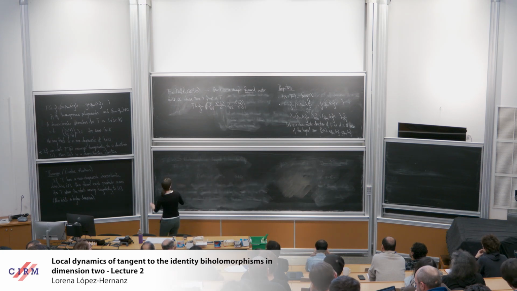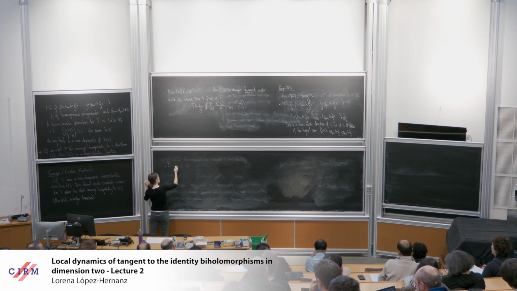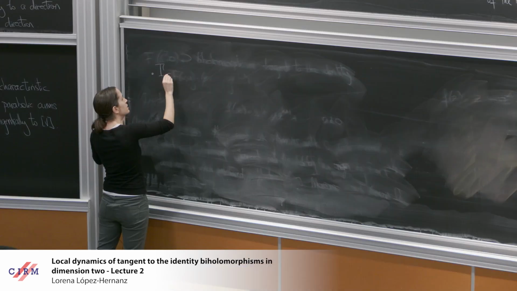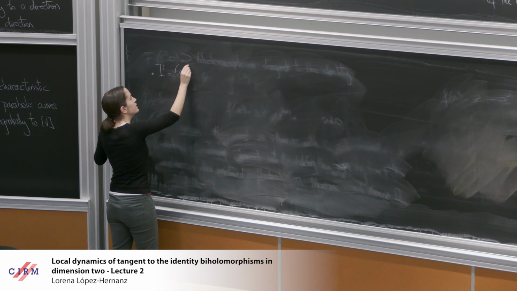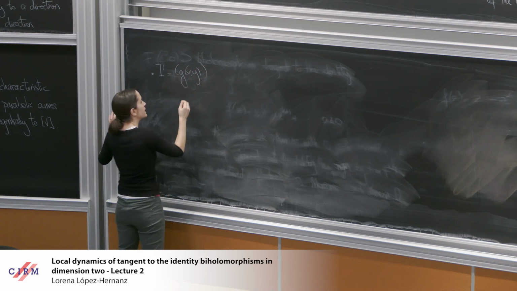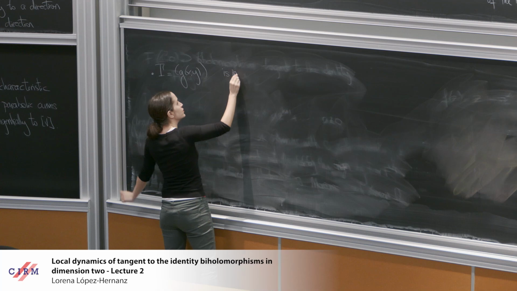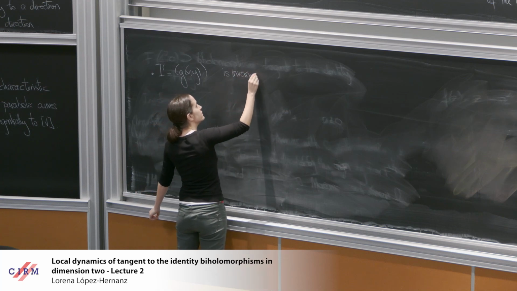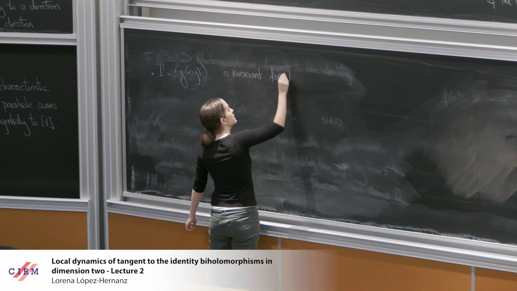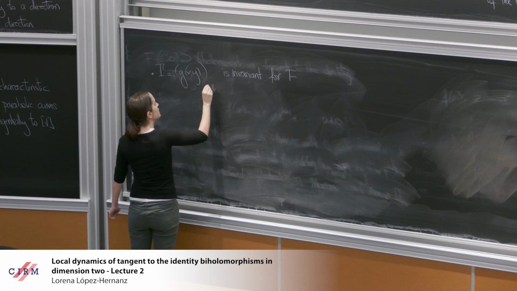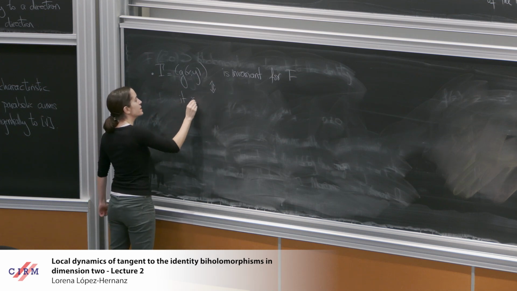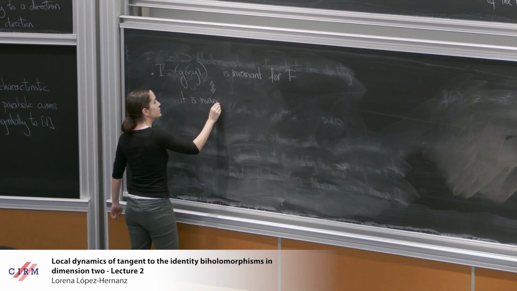Okay, and we also have this property that if we have gamma, a formal curve or analytic, then gamma is invariant for f if and only if it is invariant for X.